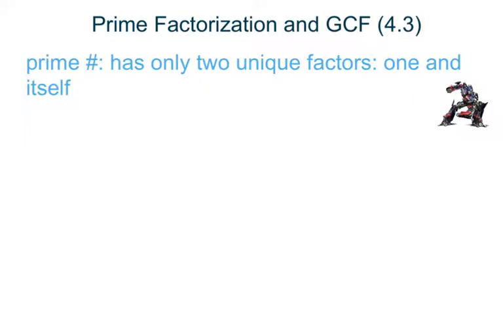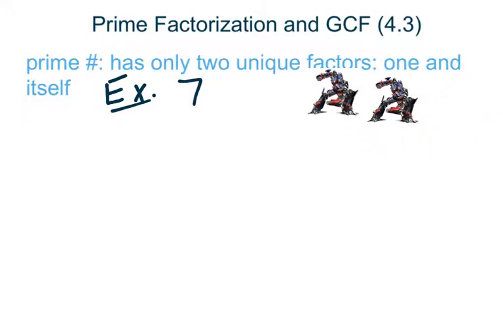Now composite numbers are not like prime numbers. They have more than two factors. An example for a prime number could be the number 7. The only two factors of 7 are 1 and itself. So they have exactly two factors.